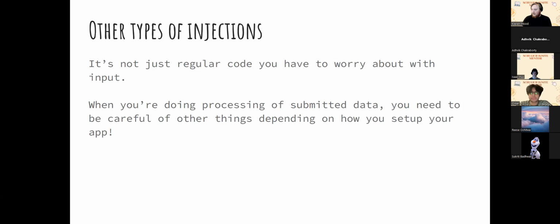And so regular code is one thing. Being able to get variables, being able to execute functions in Python, stuff like that is one thing that you need to be worried about. But you also need to be careful when you're processing your data, how you're doing your process data, because you can also find other vulnerabilities with other parts of your system as well.